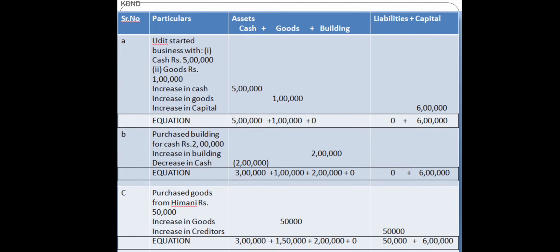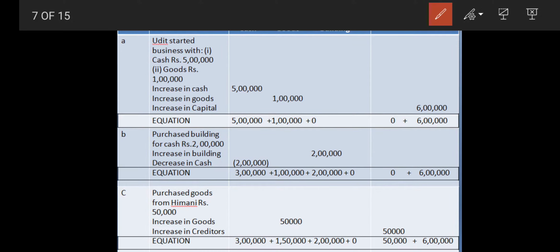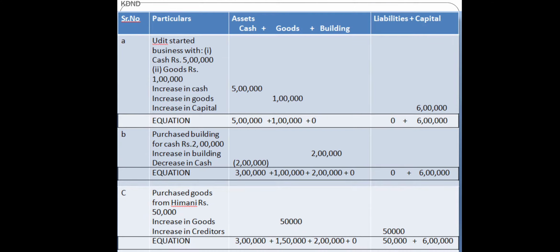Udit started business with cash and goods. Here you can see cash is increased and goods are increased. Looking at this, we will prepare the columns as per the required items. Cash is increased over here, a new column for goods will be set up, and over here the capital column will be there. So 5 lakhs, 1 lakh, and finally in the capital we have 6 lakhs. Ultimately the equation is set up as 6 lakhs on both the sides.